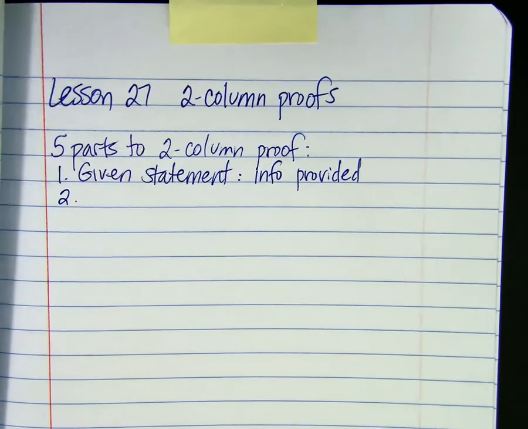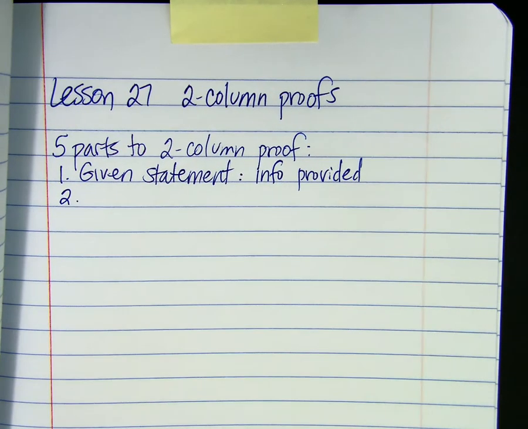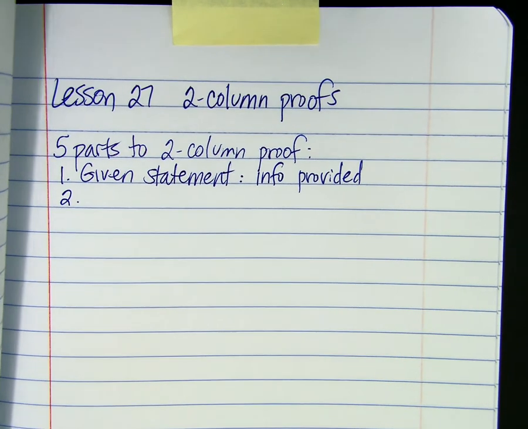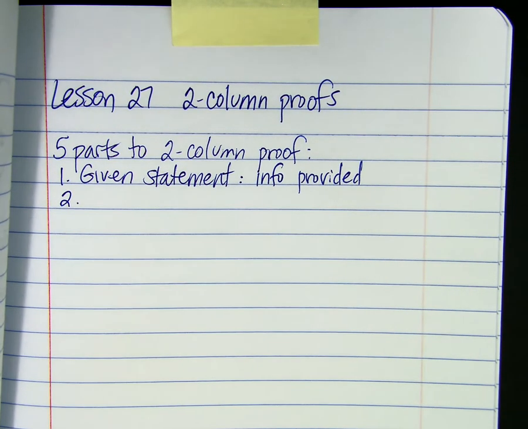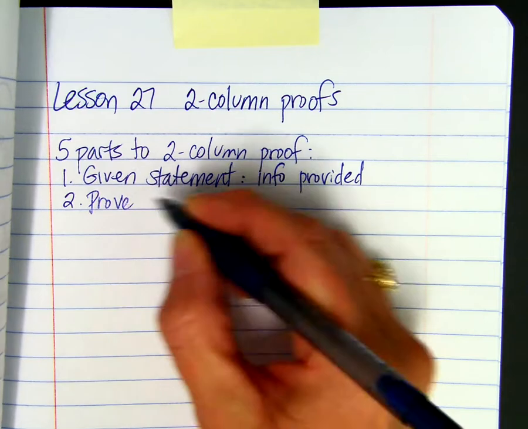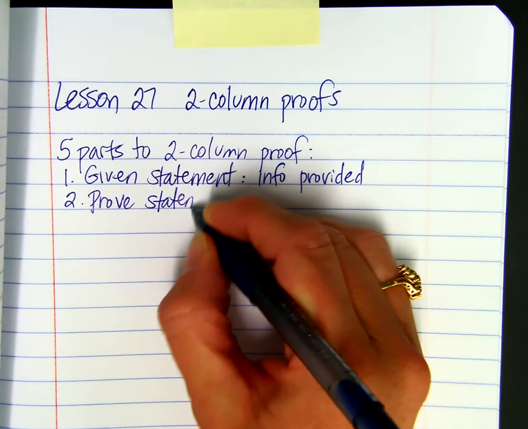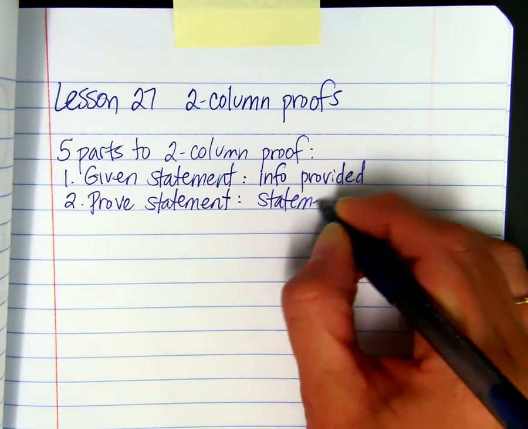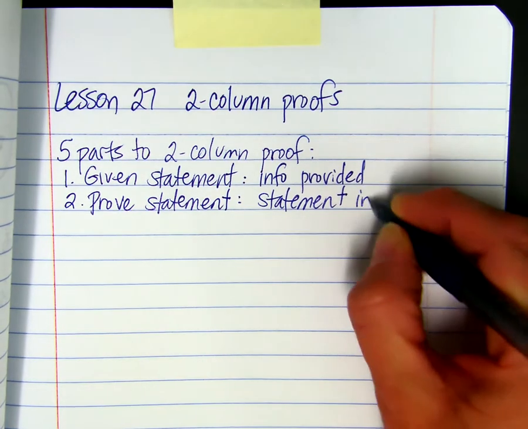Also, in the problem itself, there's going to be a prove statement. So they're going to say to you, this is given, prove that this, that, and the other thing. So it's called a prove statement, what you're trying to prove. It's the statement indicating what is to be proved.